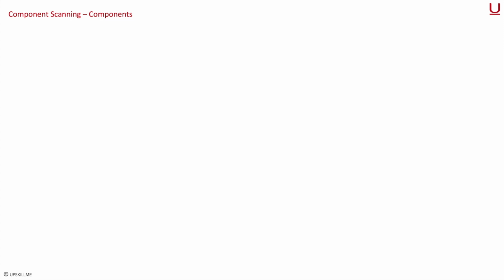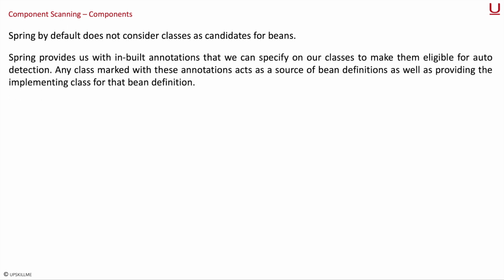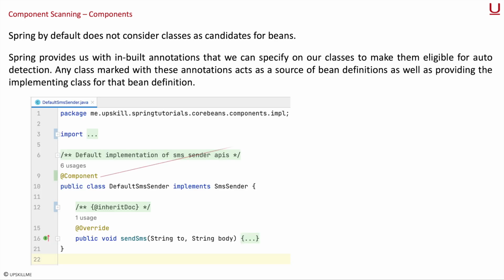The answer to this is Spring by default does not consider classes as candidates for beans. Spring provides us with built-in annotations that we can specify on our classes to make them eligible for auto-detection. Any classes marked with these annotations act as a source of bean definitions as well as providing the implementing class for that bean definition.